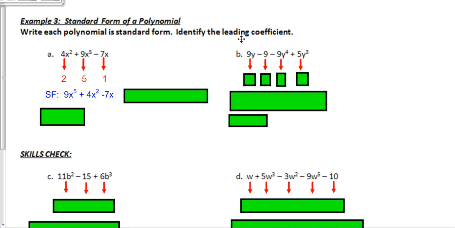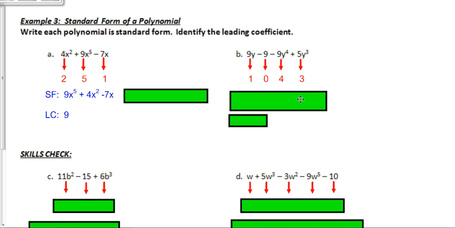The leading coefficient is the number in front of the lead term in standard form. So the leading coefficient here would be 9. B, taking care of this polynomial, we're going to call it a polynomial because it has 4 terms, none of which we can combine. 9y has a degree of 1. Negative 9 is a constant, so 0. 9y to the 4th is a 4th degree. And 5y to the 3rd is a 3rd degree.